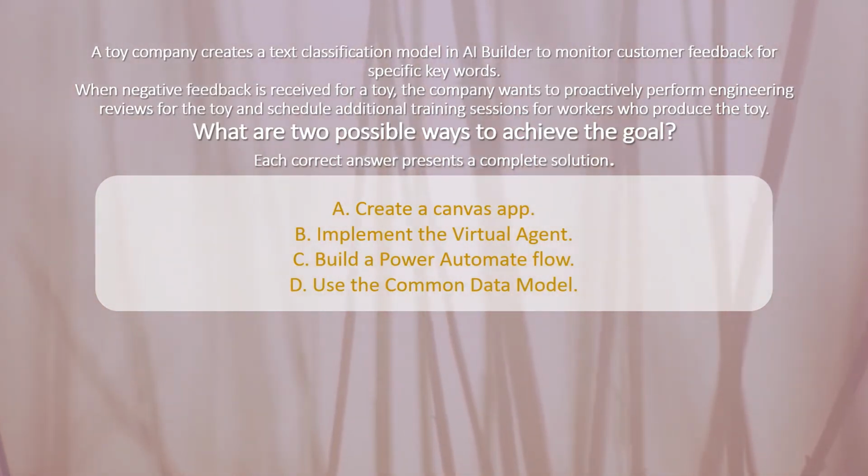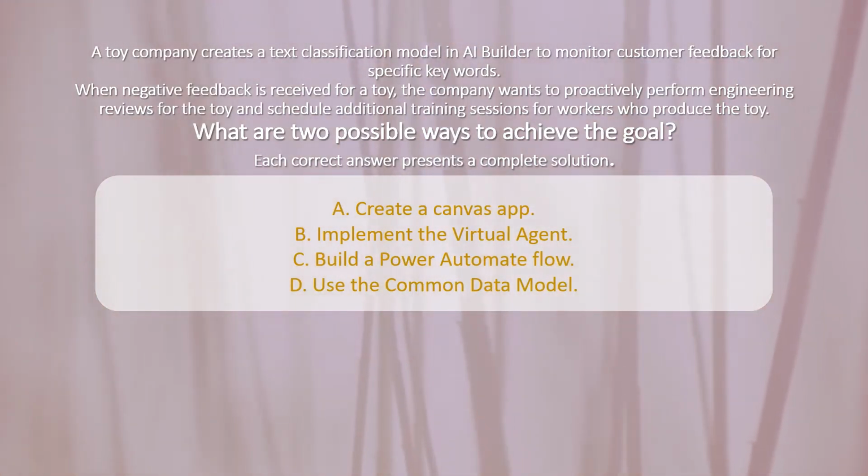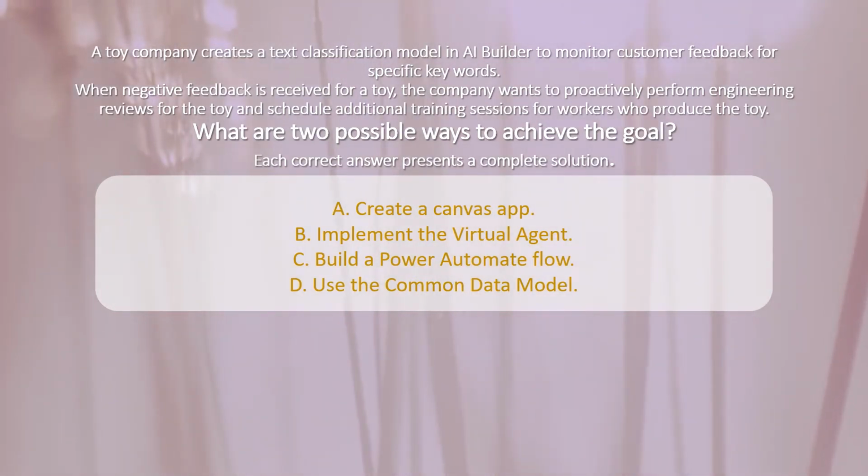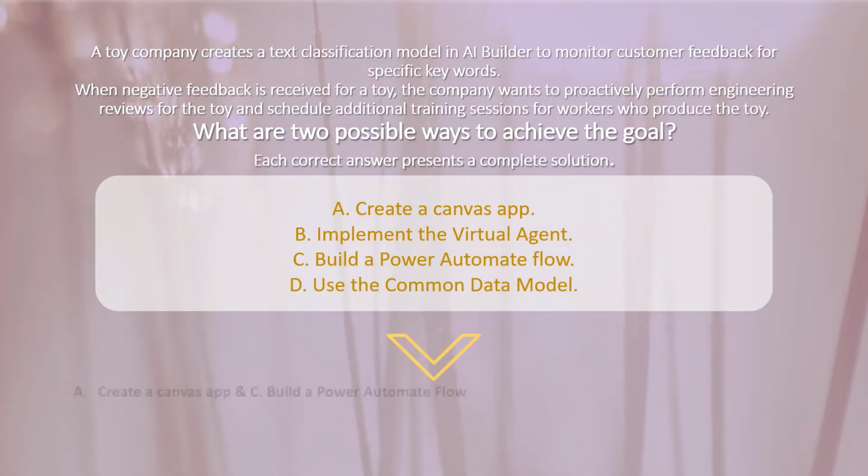A. Create a Canvas app. B. Implement the virtual agent. C. Build a Power Automate flow. D. Use the common data model. The correct choices are A and C. A. Create a Canvas app and C. Build a Power Automate flow.